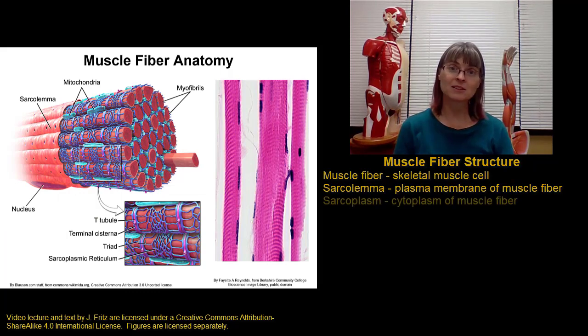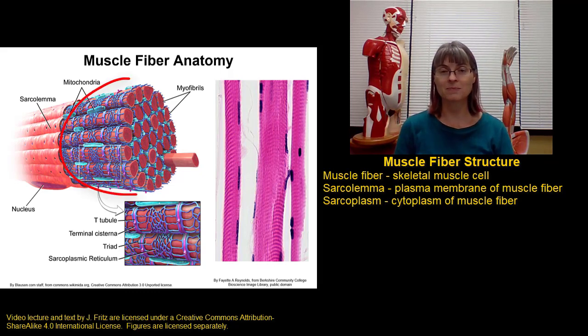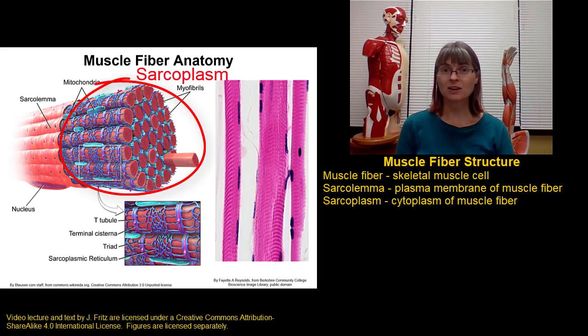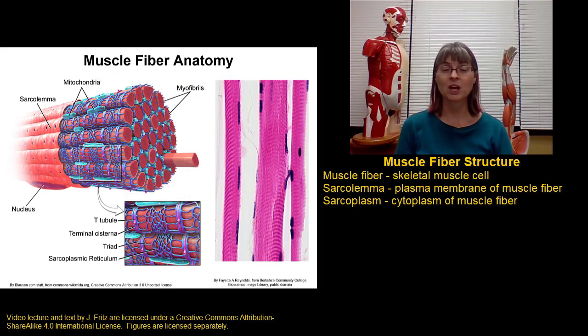The cytoplasm of a muscle fiber is referred to as the sarcoplasm. The prefix sarc means flesh and is often used to refer to things related to muscles. We're also going to see the prefix myo a lot. Myo means muscle, sarc means flesh, and both of those are very common in terms relating to the muscles.